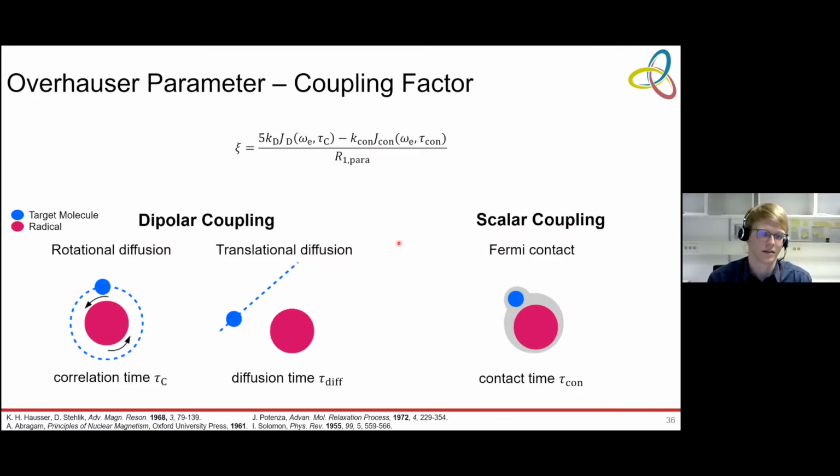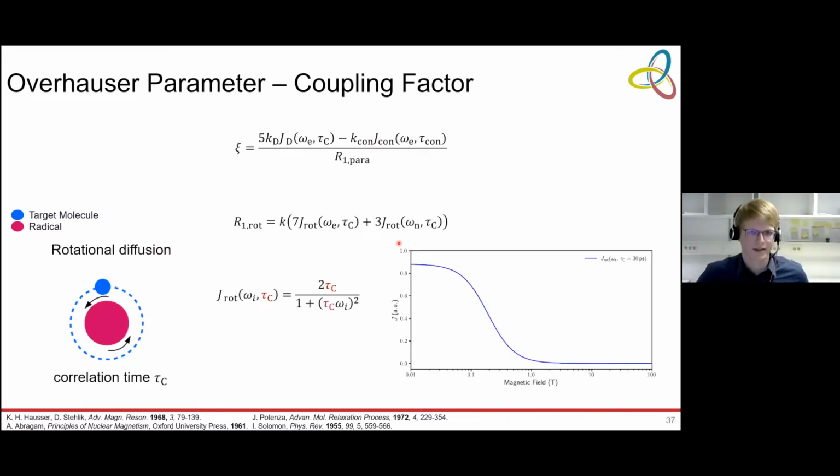And we can now describe those time scales for each of the motions. We can start with the rotational diffusion. Usually the spectral density is described by a Lorentzian for the rotation. On the right, you see that I plotted it as a function of the magnetic field for tau c of roughly 30 picoseconds.